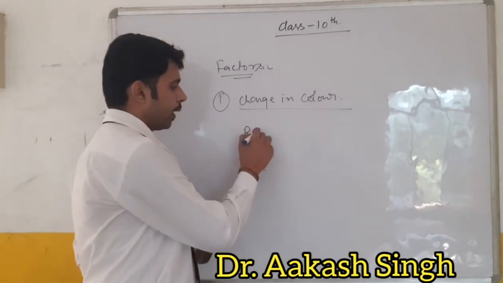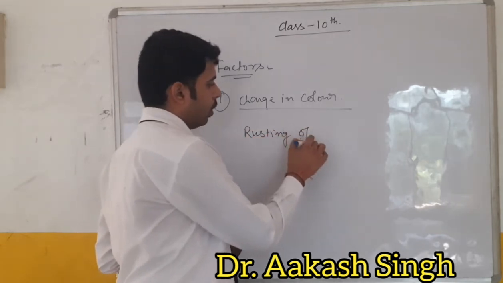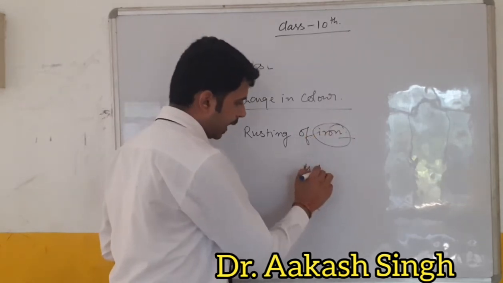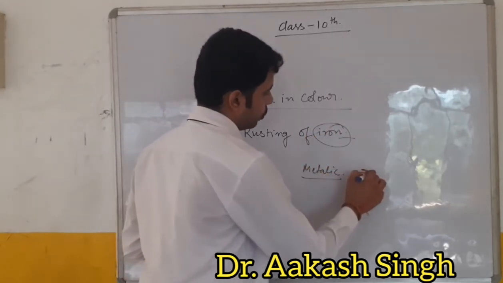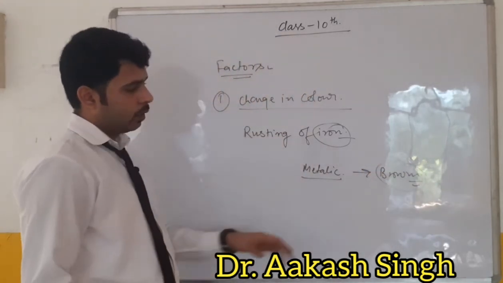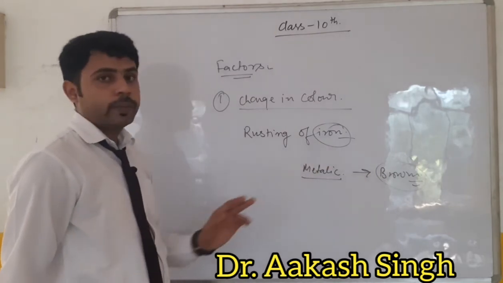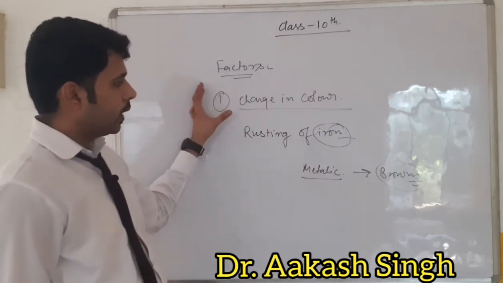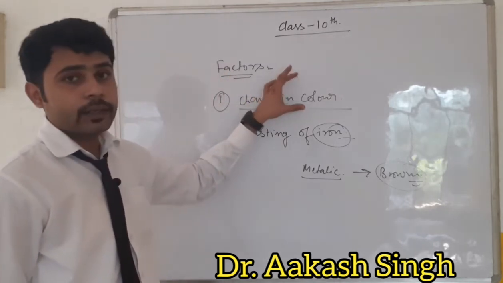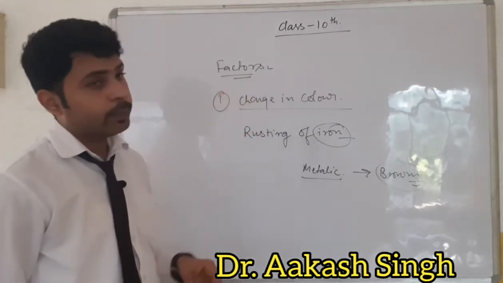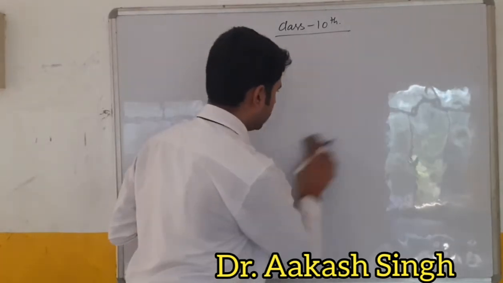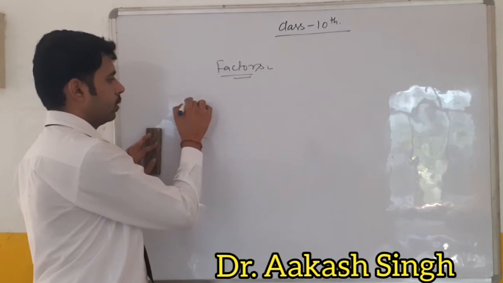Like rusting of iron. Iron changes from metallic color to brown color. The rust is of brown color and iron belongs to metallic color. So the change in color is an indicating factor which can prove that a chemical reaction is going on. Next one is change in temperature.